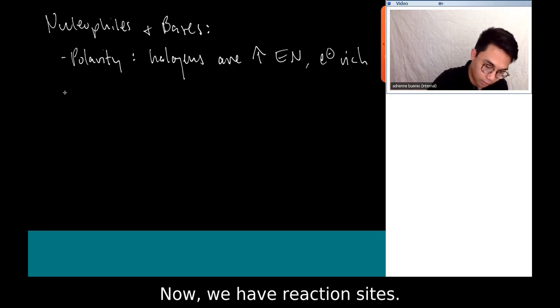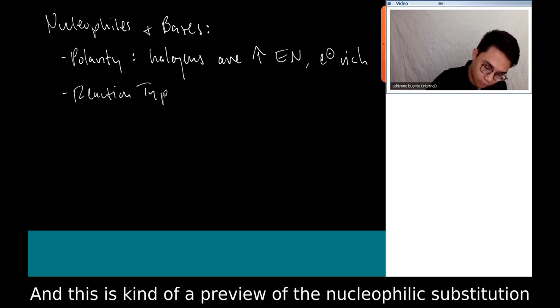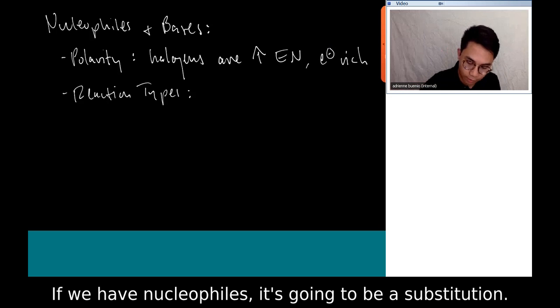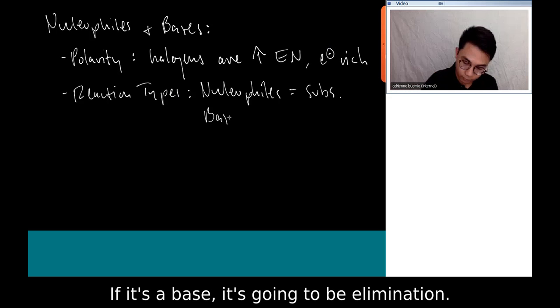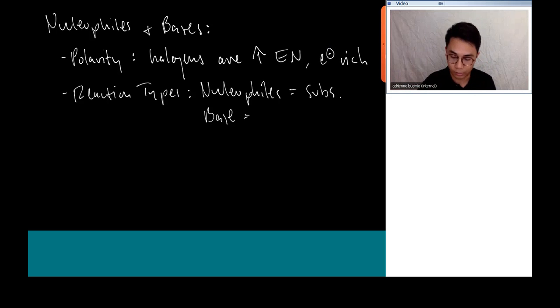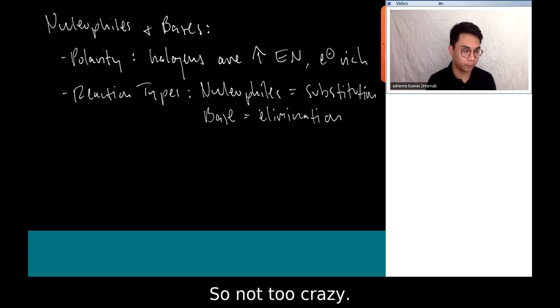So okay, now we have reaction types, and this is kind of a preview of the nucleophilic substitution reactions. Reaction types. If we have nucleophiles, it's going to be a substitution. If it's a base, it's going to be elimination. And this one is actually going to be the next chapter or the next video. So, elimination. Just write it out. Okay, so not too crazy.